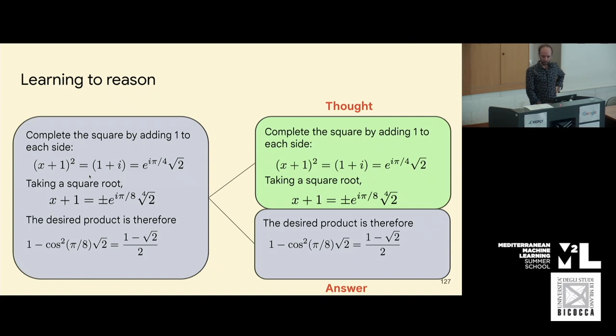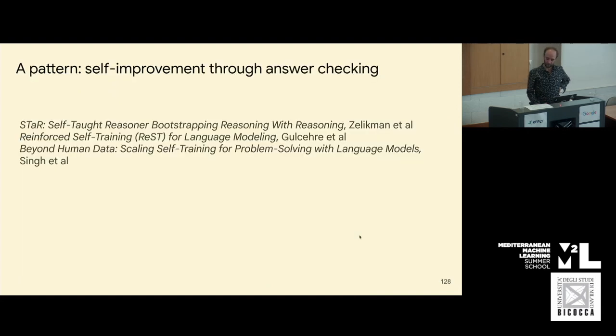So I want to re-separate this completion into what I'm going to call, for the rest of the talk, the thought, which is the chain of thought, the stuff that is not technically the thing that I care about but that supports the answer, and the actual answer, 1 minus root 2 over 2. Okay, and I'm going to go through another pattern. It's called self-improvement through answer checking. This is found in a number of papers.